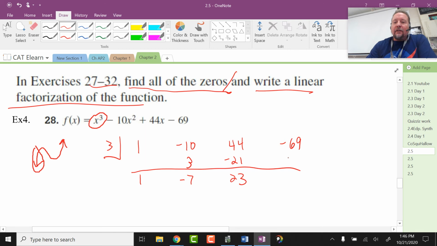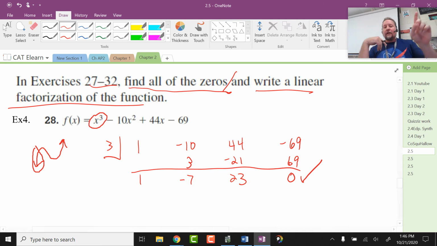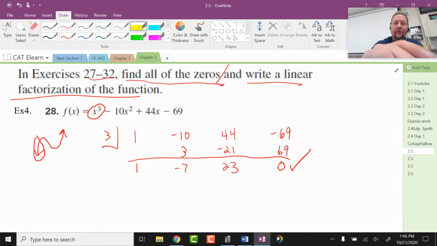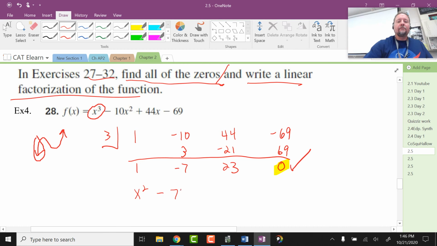3 times 23 is 69. Boom! Proof that the 3 that I saw as an x-intercept actually is a 0, and there's the correlation. Remember, what's a factor when the remainder is 0? And this is the remainder position right here. Okay, so now what do I have? I have a depressed polynomial.